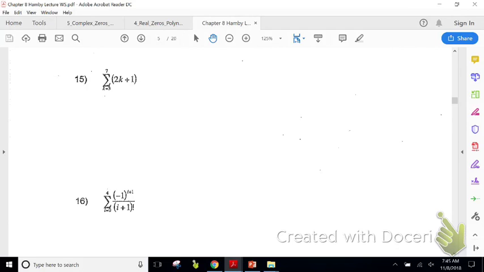It doesn't matter now that it says a k instead of i, it's still the same thing. So we're taking the summation as k goes from 3 to 7 of 2k plus 1. So we're going to work this out. So we got 2 times 3 plus 1 plus 2 times 4 plus 1. And we're going to keep going until that k becomes a 7, right? And then we'll stop after that.